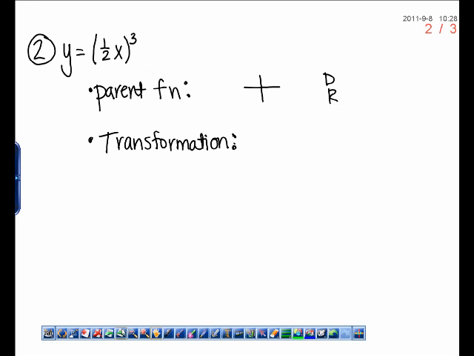Okay, y equals 1/2 x cubed. Very first thing we always have to do is decide our parent function. What's our parent function? Y equals x cubed. All right?